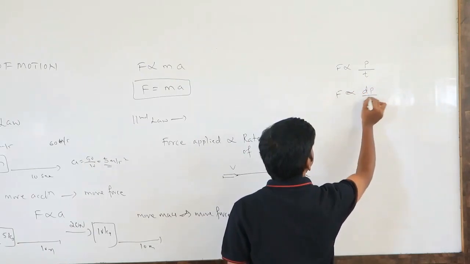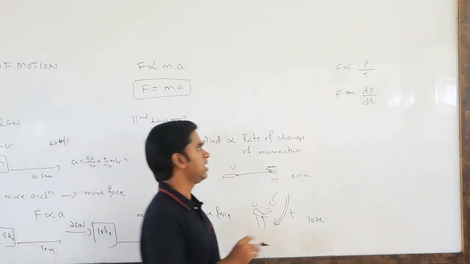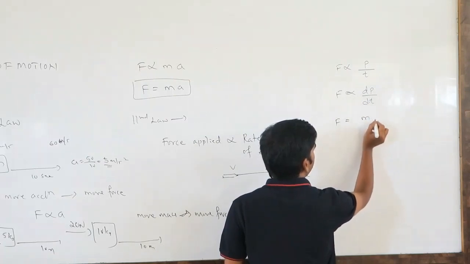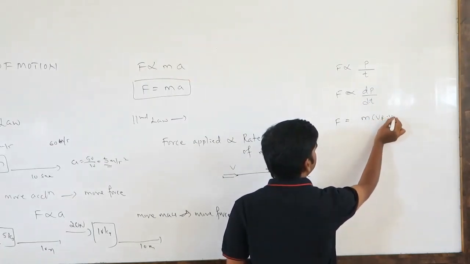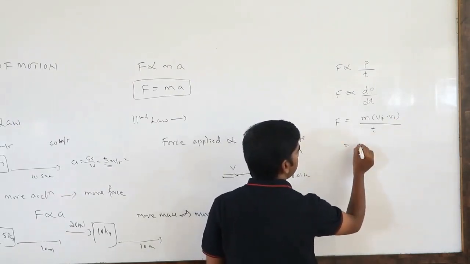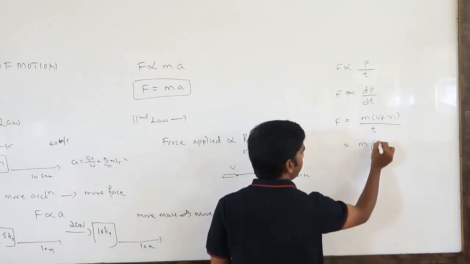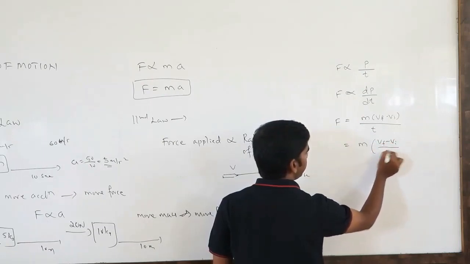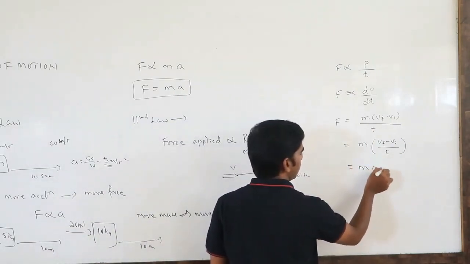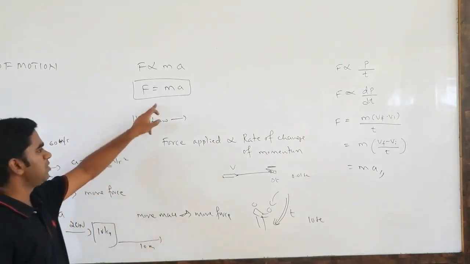You can also write it as dp by dt, which means a small change in momentum in a small interval of time. Or simply you can write this equals change in momentum, which means mass into V final minus V initial, divided by time. So what is V final minus V initial divided by time? It is nothing but acceleration. So again you are going to get the same equation, F equals ma.